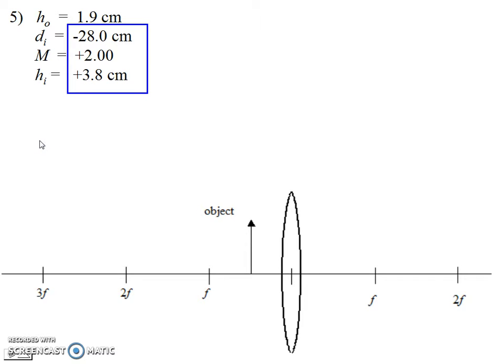Let's look at our image prediction. Hopefully you predicted upright, magnified, and virtual. We have a negative image distance, which goes along with upright and virtual. We have a magnification larger than 1, that's magnified. Magnification is positive. Image height is positive. All these correlate to upright, magnified, and virtual. So where are we expecting this image to appear? Think about that for a second. All right, let's see if it happens.